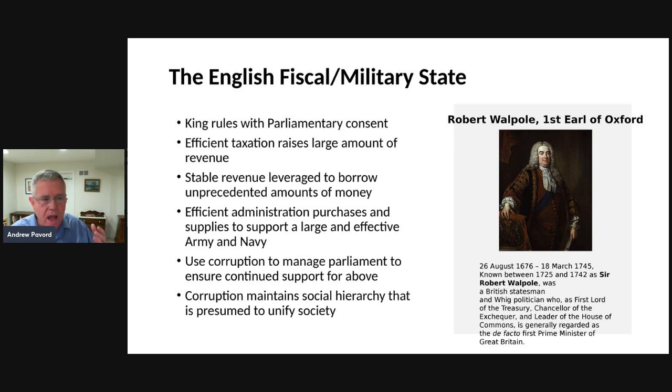So here, in contrast to the rest of Europe, where the kings are absolutists, ruling by divine right, the king rules with parliamentary consent. And what this means is that it creates the ability for efficient taxation to raise large amounts of revenue. Because it turns out that if people consent to pay taxes, they're more likely to actually pay taxes. And England is able to build an efficient bureaucracy to collect those taxes. And with a stable revenue stream, what does that allow you to do? Borrow money on an unprecedented scale.